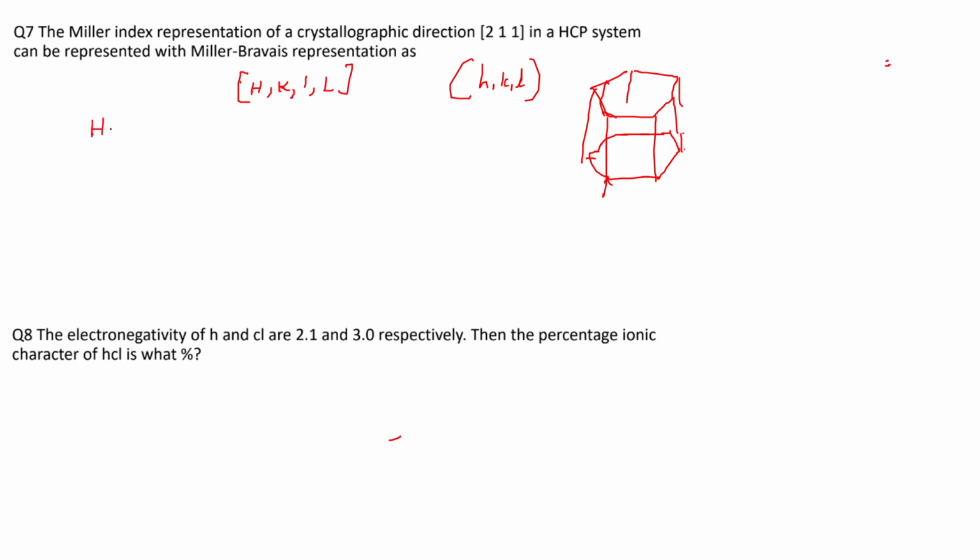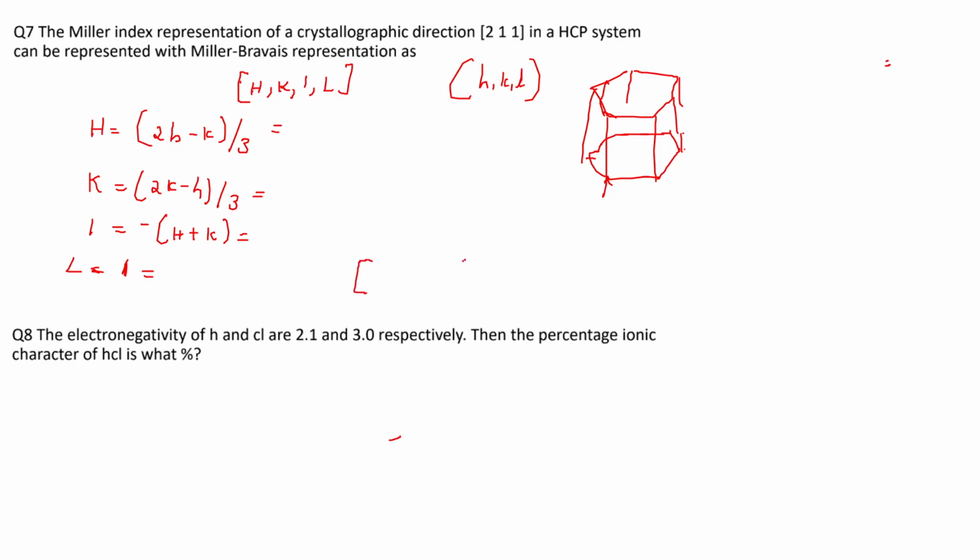Now we have to find these Miller indices for the HCP system. For that there is a formula you can use: H is (2h minus k) divided by 3, and K is (2k minus h) over 3. I will be minus of (H plus K), then L will be l. So now find it using this formula. You already have the small letter hkl values, 211. Use this formula and find the HKL values. Then you will get the Miller indices for the HCP crystal system, so it will be 4 components.